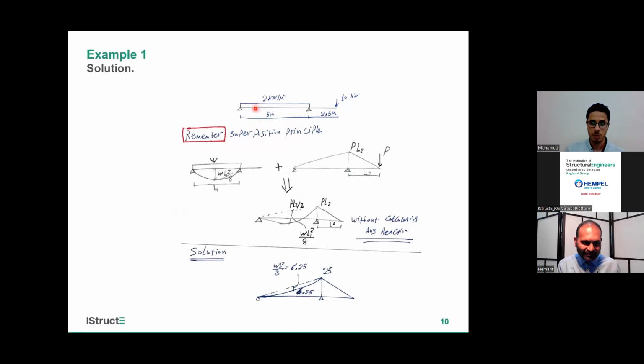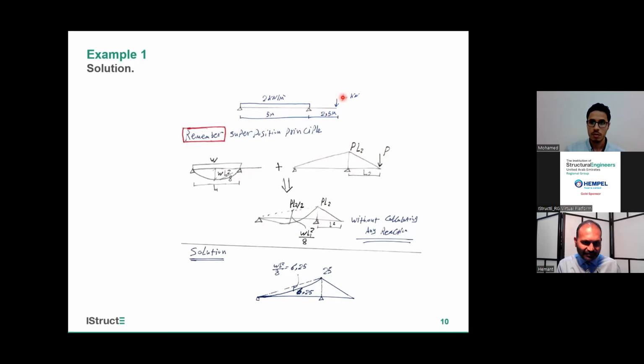So for example, for this question, we have a distributed load, which gives me WL squared over 8, plus a cantilever, so I can divide it into two parts. This is the first part and the second part. By accumulating them into one shape, I'll have my final shape, without any need to calculate any reactions in this example.